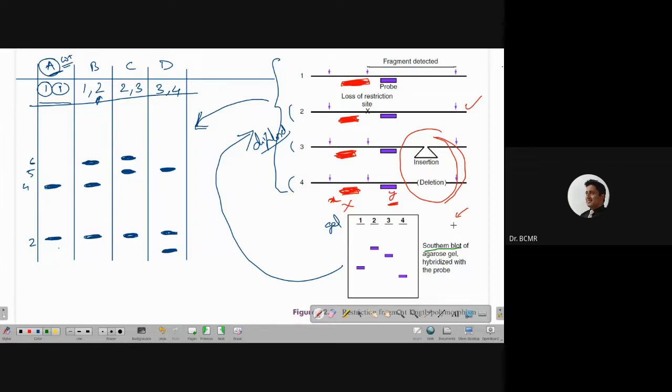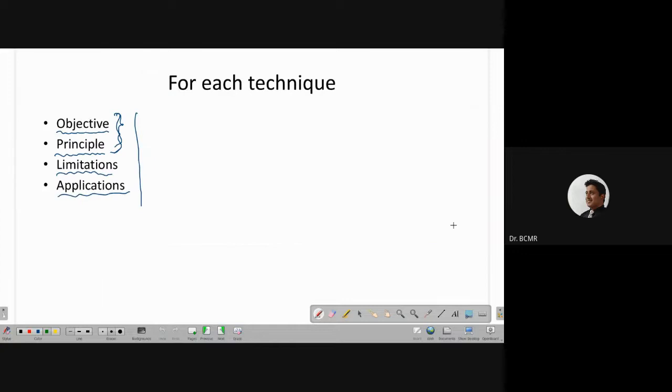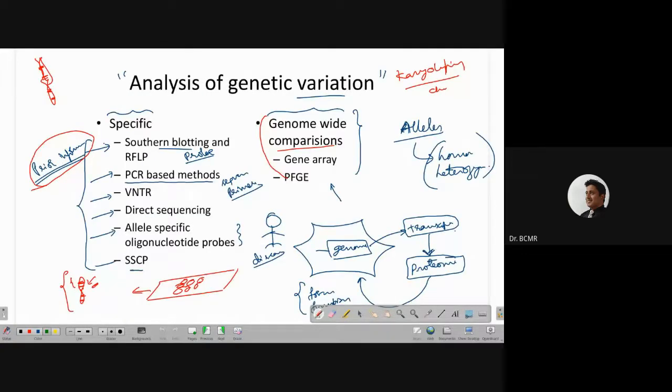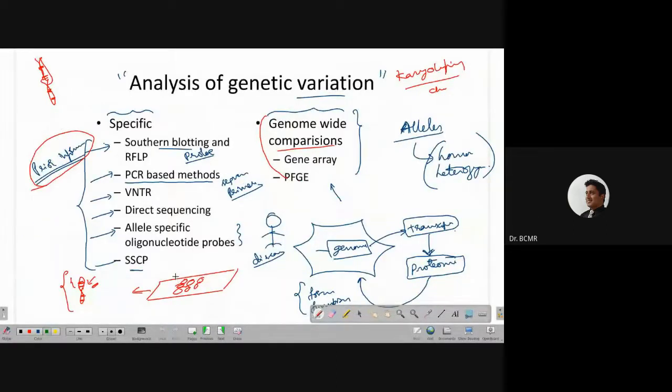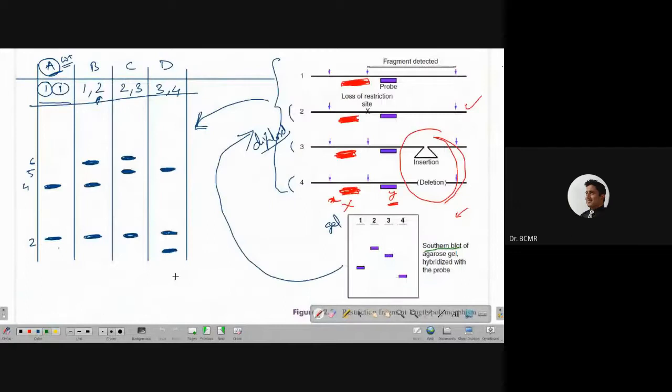And we use that to find several genetic variations. There could be insertions, point mutations, which include substitutions, insertions, deletions, and then large scale changes: insertions, deletions, inversions, duplications, and transpositions. We will also discuss a few of these in a matter of some time. But I hope you are able to recollect what we have discussed about Southern blotting.